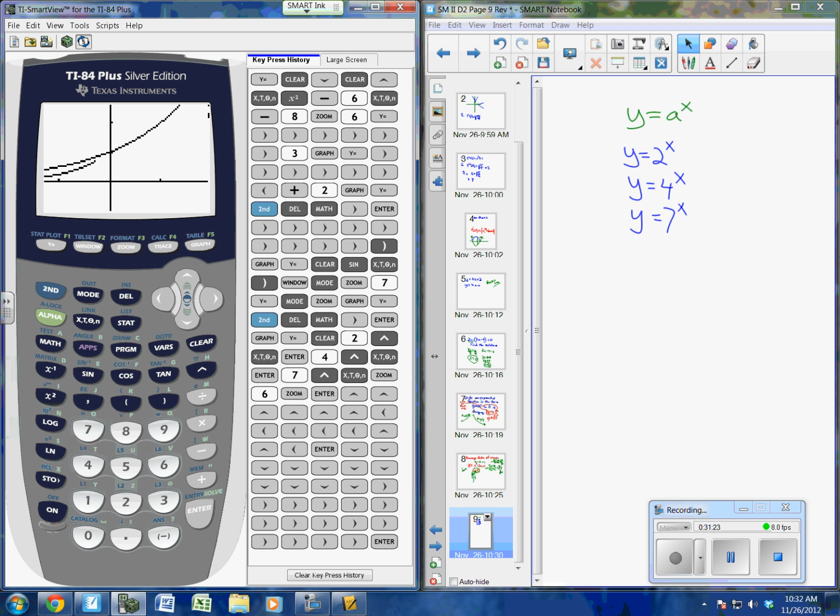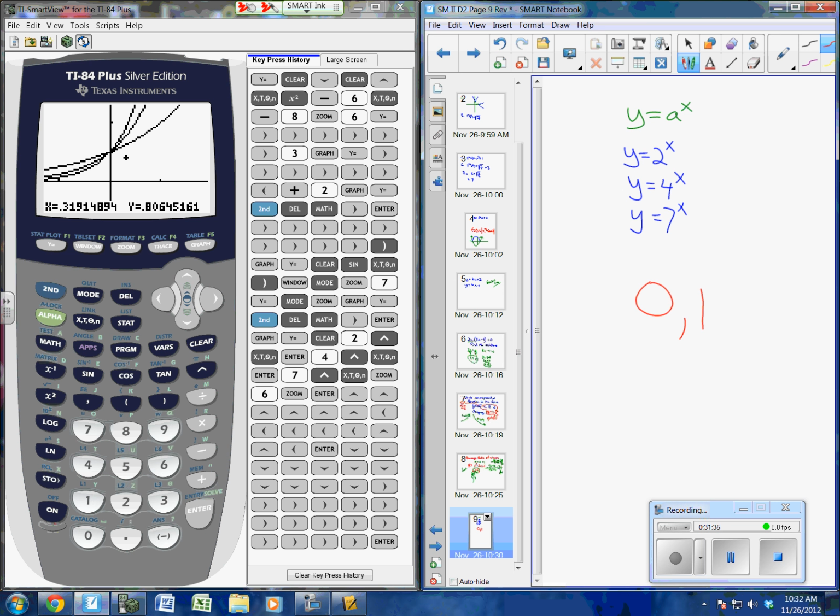Notice that all 3 of these graphs go through (0, 1). So the answer to this question is (0, 1) is the point that they all go through. You might want to put that on your 3x5 card.